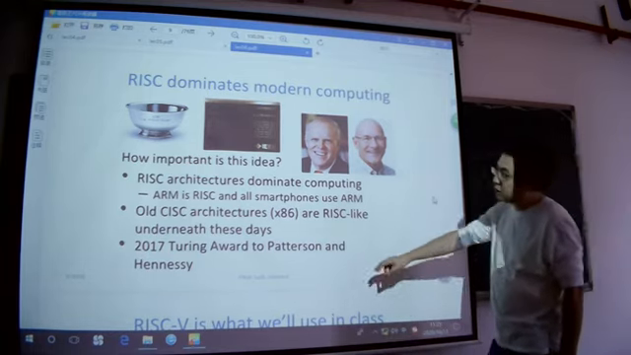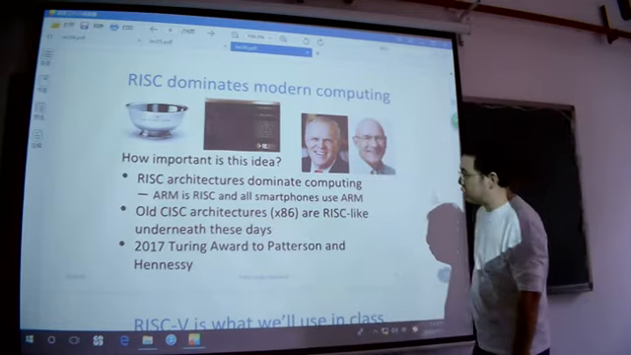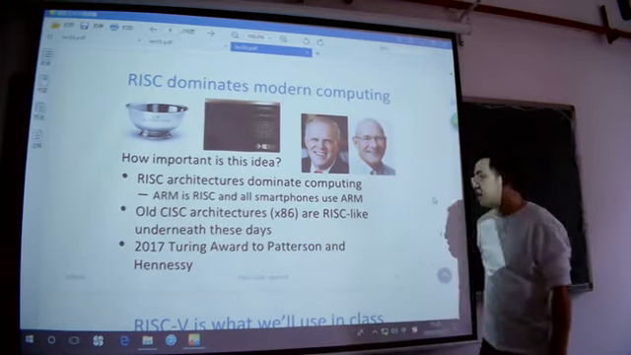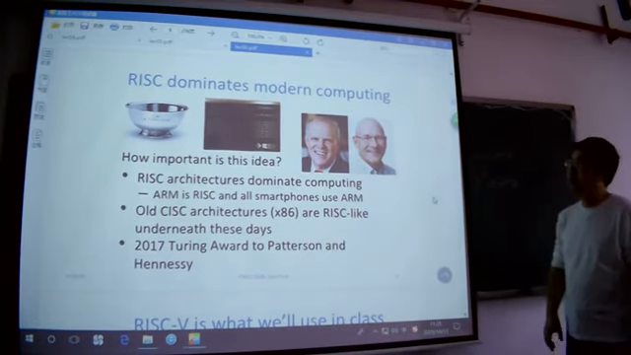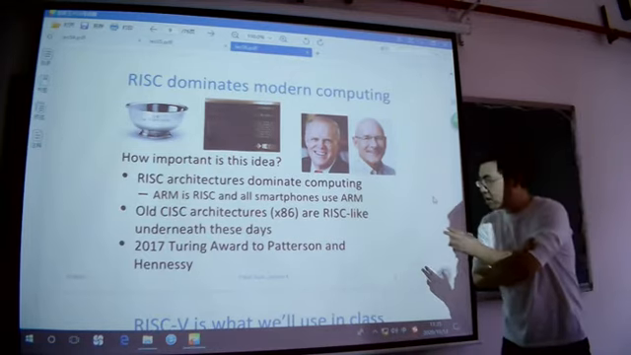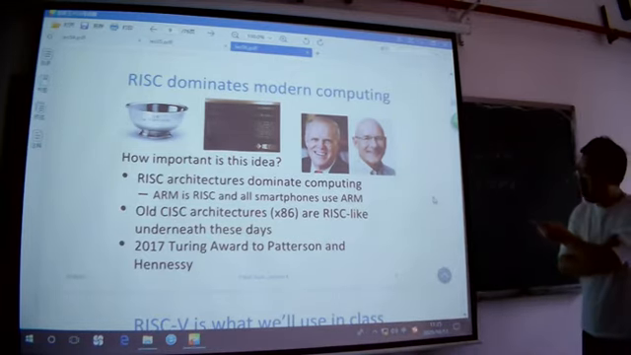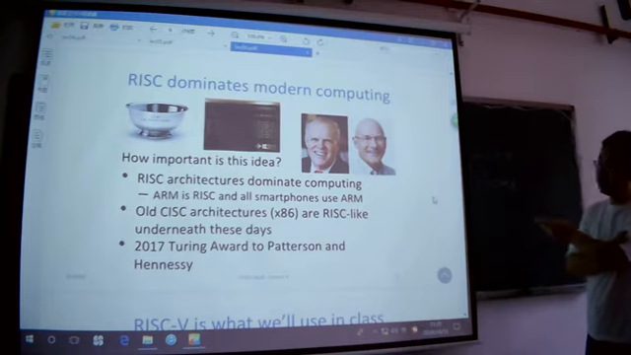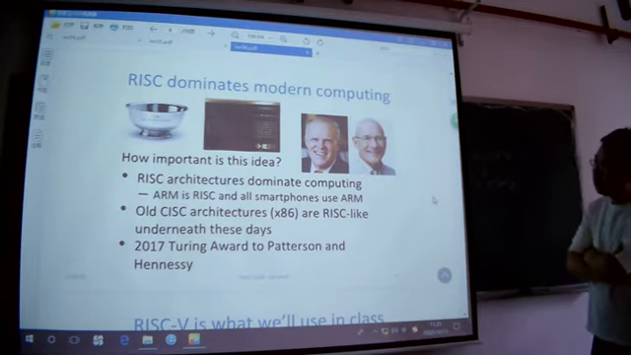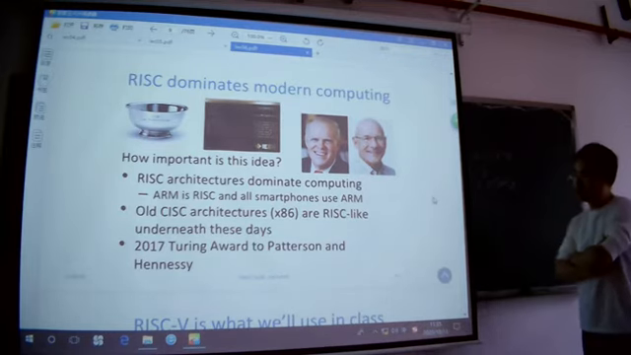So you can find the old CISC architectures include x86. ARM is RISC-like, but x86 is not RISC. So for the new or current architectures, we find RISC architectures.